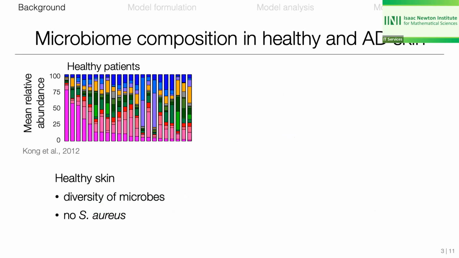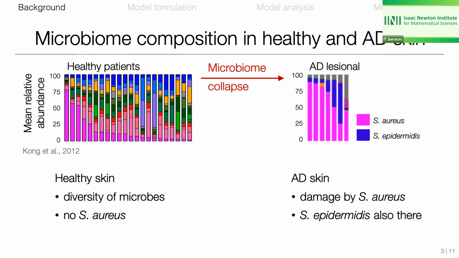So first, what does the microbiome composition look like in healthy and AD patients? The microbiome composition is super different in healthy and AD patients, where healthy patients tend to have a very diverse microbial composition and tend to lack Staph aureus. In contrast, AD patients tend to have a very collapsed microbial composition, and S. aureus tends to be the dominant species. But we can see from here that S. epidermidis also seems to be a pretty key player.